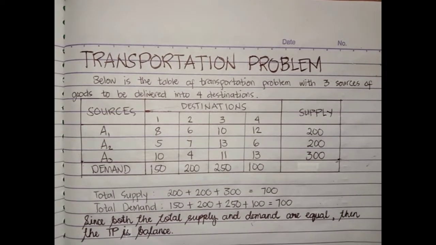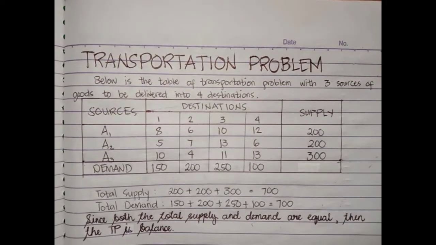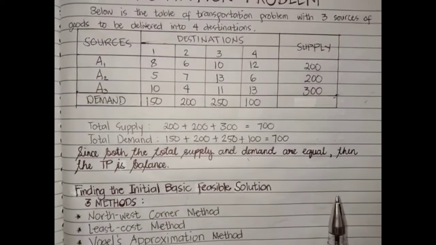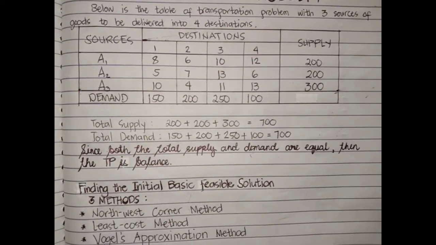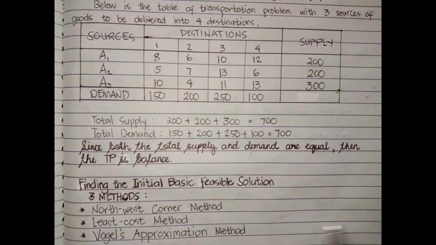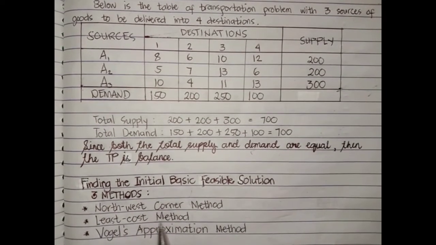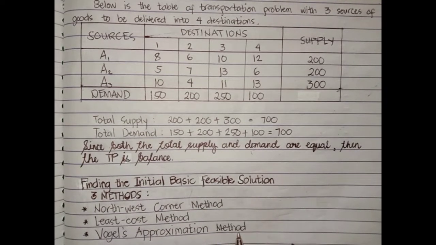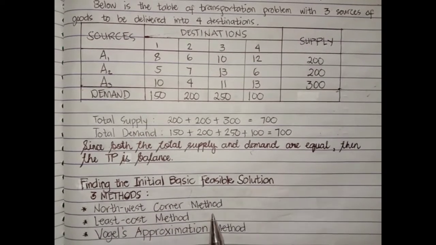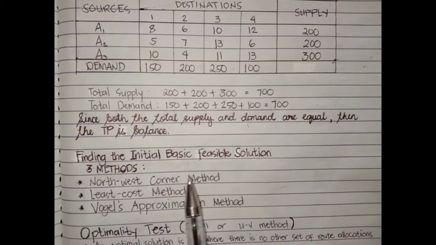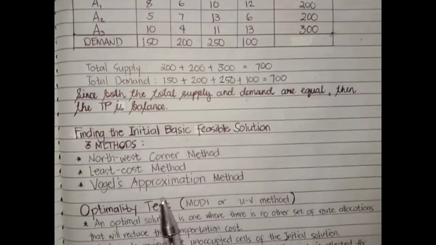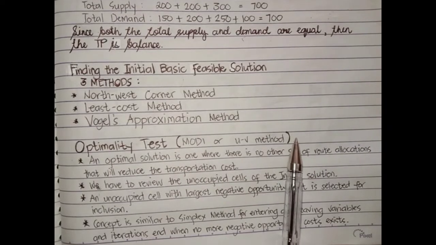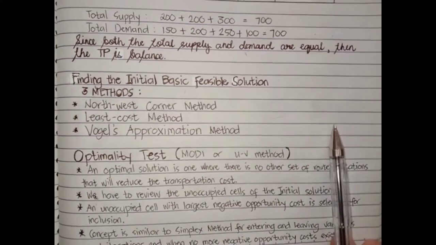If the transportation problem is balanced, we can now proceed in finding the initial basic feasible solution. In finding the IBFS, we have 3 methods: the northwest corner method, the least cost method, and the Vogel's approximation method. After finding these, we will choose one method that will be used in the optimality test, or the MODI or UV method, for testing the optimality or the minimum cost of transportation.